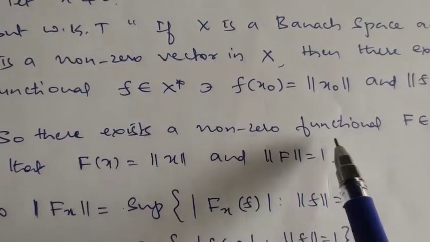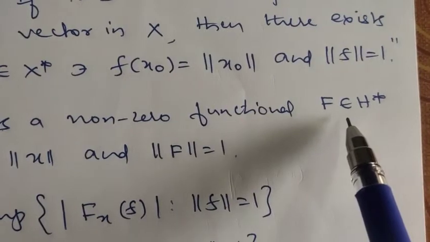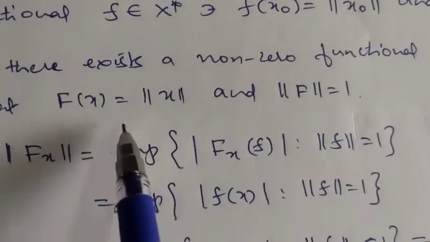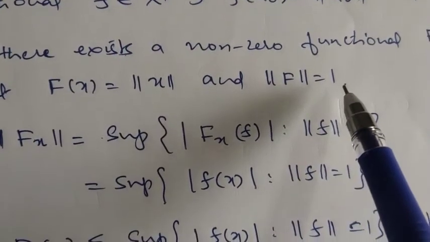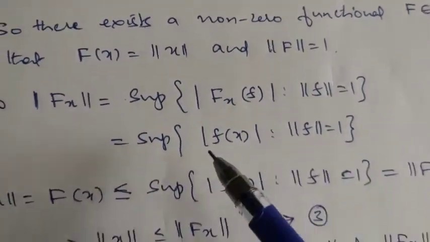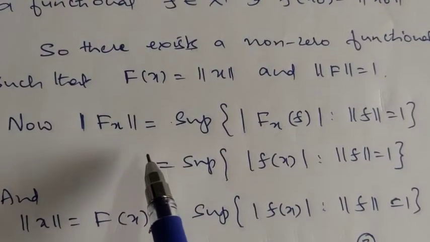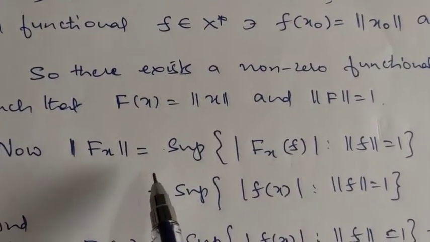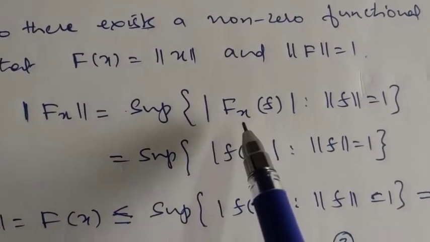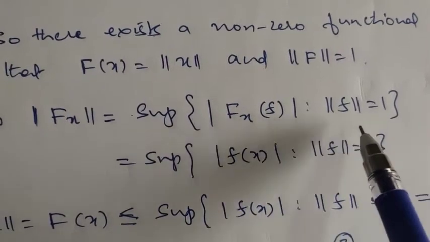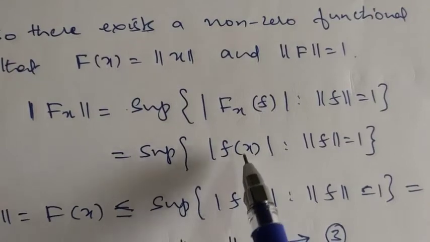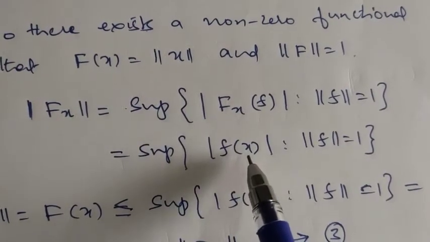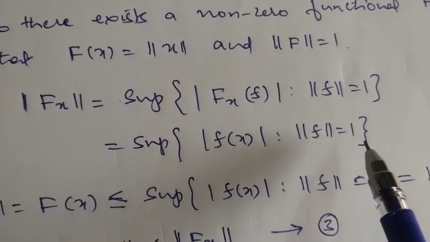Say f belongs to H star such that f of x is norm of x and norm of f is 1, according to the corollary to the Hahn-Banach theorem. Now what is norm of fx? Norm of fx is the supremum of the absolute value of fx of f, where norm of f is 1, by the definition of a norm. So this is equal to the supremum of f of x such that norm of f is 1.